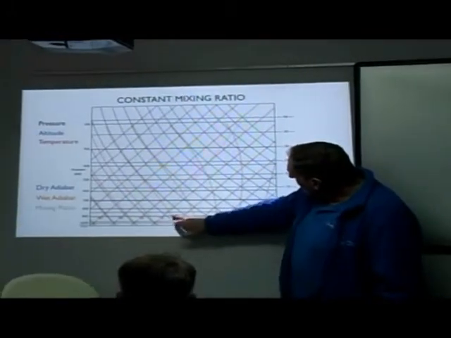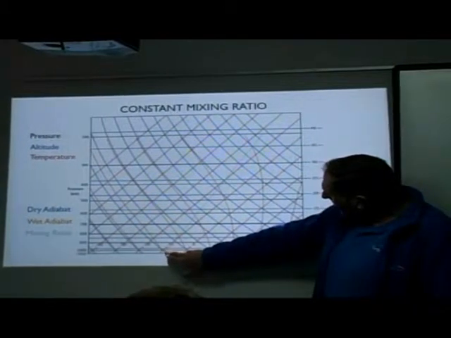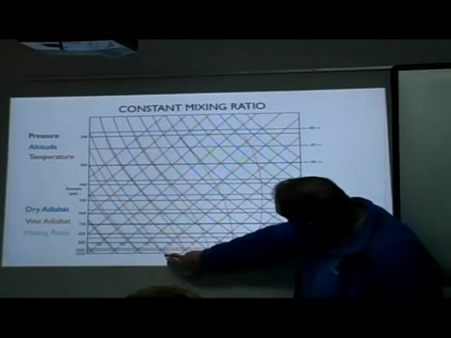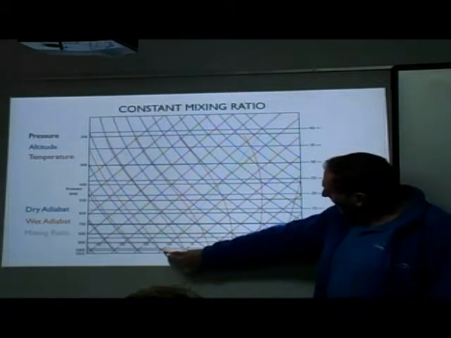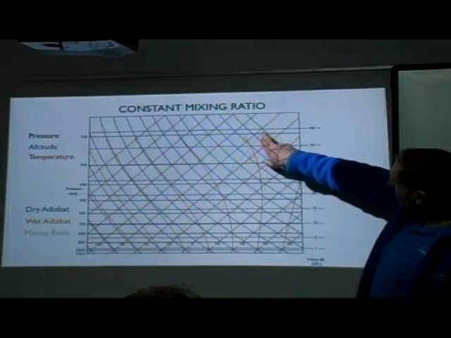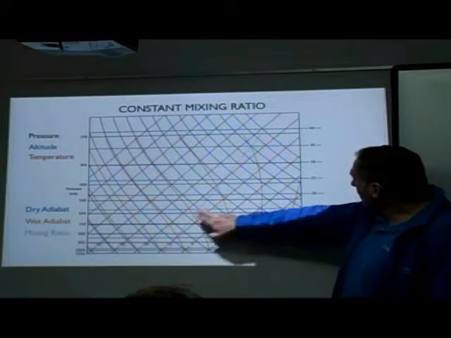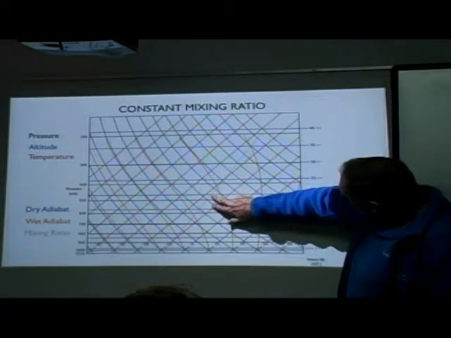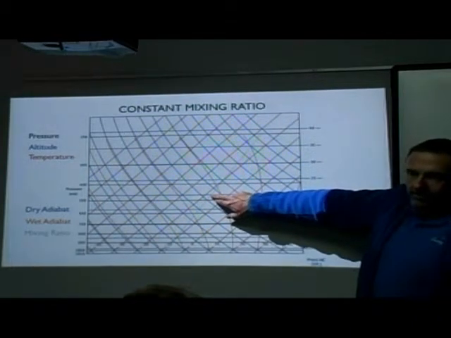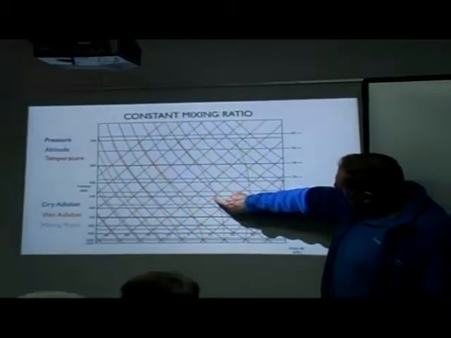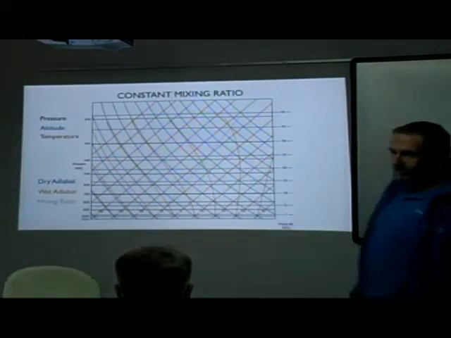So if I took some air here that had a dew point of -8 degrees, then as they brought it up, the dew point would change along this line. So if it had a dew point of -8 here, by the time I brought it up to 20,000 feet, it would have a dew point of about -17. Kind of. Okay?